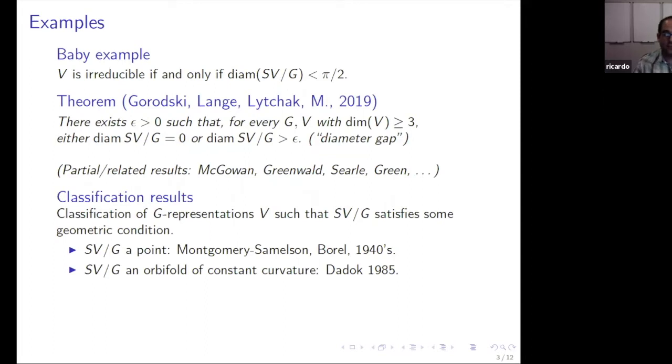And then you can also see, in this kind of revisionist history, the result of Dadok, which is a classification of polar representations in this light. The representation is polar exactly when the quotient is an orbifold of constant curvature. So Dadok classified all such representations. And of course, the case where it's a manifold of constant curvature, this is the space forms. There's a whole book by Wolf about this.